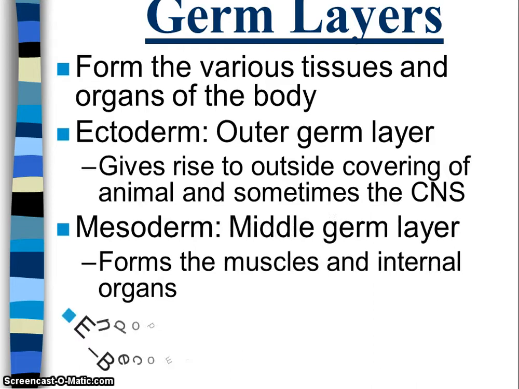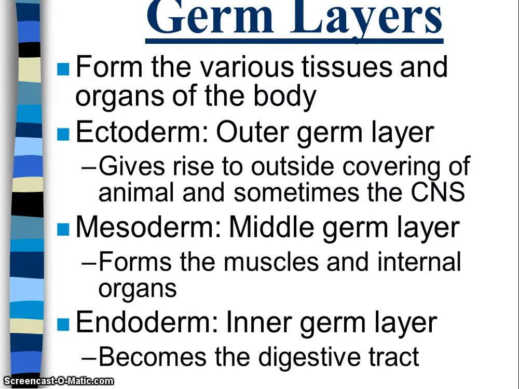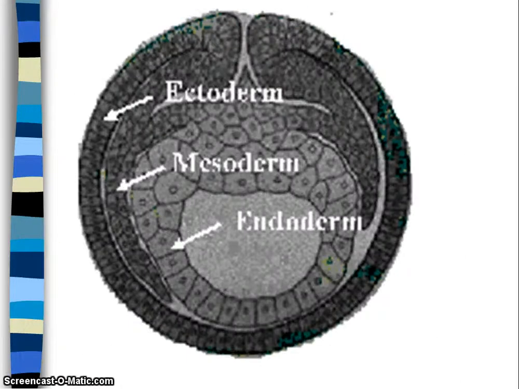We have an ectoderm, an endoderm, and a mesoderm. The ectoderm, okay, is the outer germ layer. This gives rise to the outside covering of the animal and sometimes the central nervous system. The mesoderm is the middle germ layer. It's found between the ectoderm and the endoderm. This forms the muscles and the other internal organs of the gut, and sometimes it can be the organs underneath the outer covering. Endoderm is the innermost germ layer, and that will become the digestive tract. That will line that primitive gut that we have. This is just showing you your ectoderm, endoderm, and mesoderm.